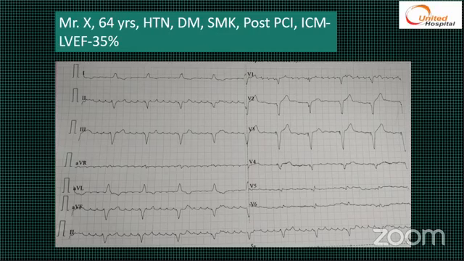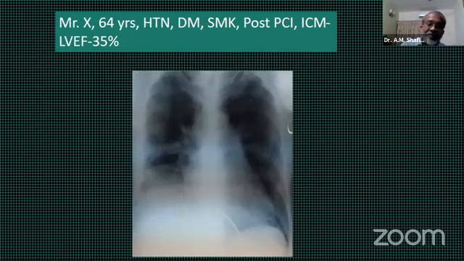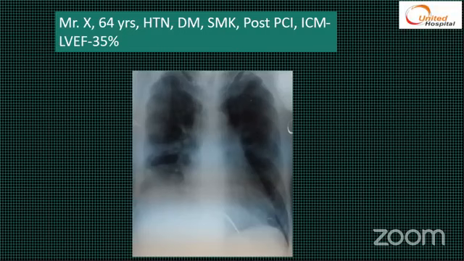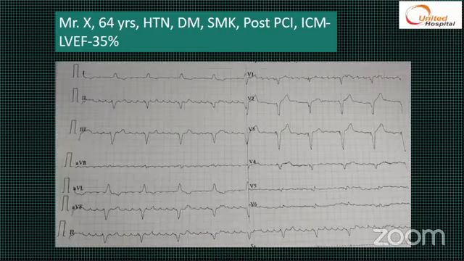So the patient has an ejection fraction of 35%. So this is an ICM patient, right? And the patient had an ICD implanted. So an atrial flutter patient, ICM patient, and with complete heart block. That is also very important, right? Yes, sir, because there is no synchrony between the atrial and ventricular contractions.